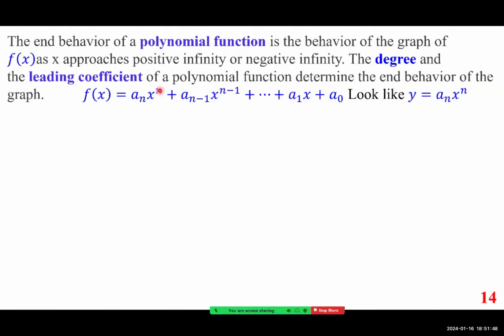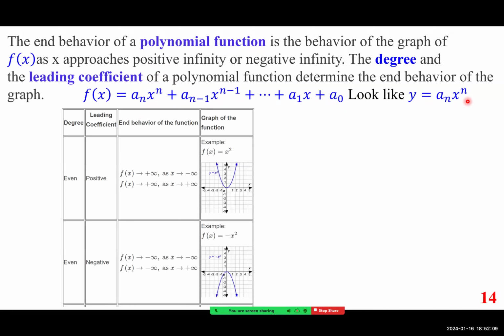So this is of degree n. This is the leading term. This is the leading coefficient. And the function will look like the leading term, a sub n x to the power of n. That's really the concept, ultimately, as x becomes extremely large or small. So here's what you need to know. If the degree is even and the leading coefficient, this one, is positive, then ultimately it looks like y equals x squared.